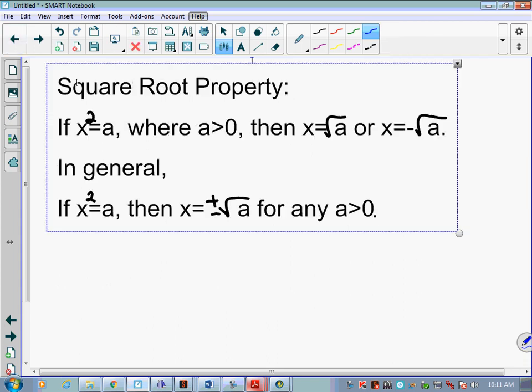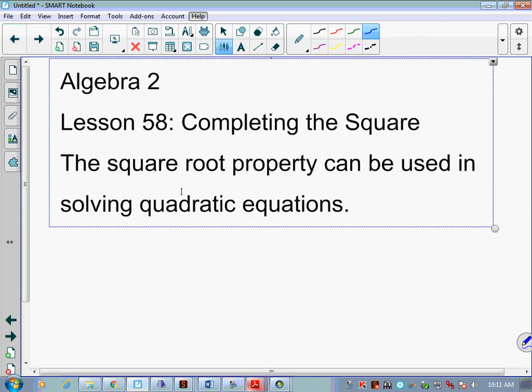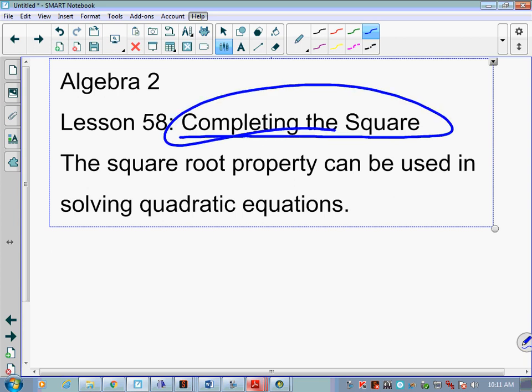Today we are, let's see if I can get over here, Algebra 2, Lesson 58, completing the square, which is the square root property. What we're learning here is that the square root property can be used in solving quadratic equations. So we're going to look at a different way to solve some quadratic equations, the different forms that they show up in, namely completing the square. Okay, so that's what this lesson is called, completing the square.